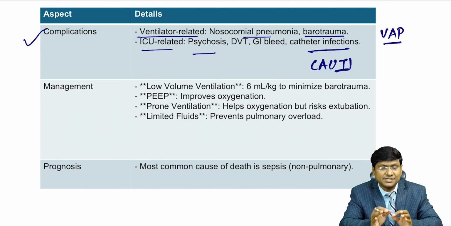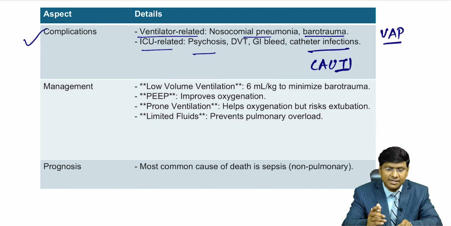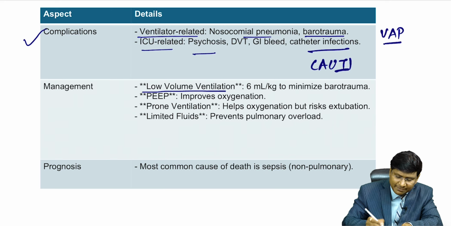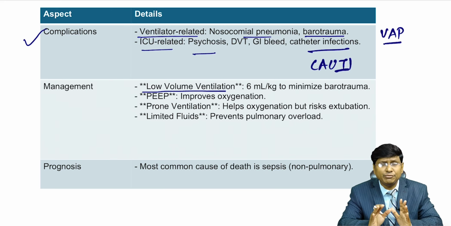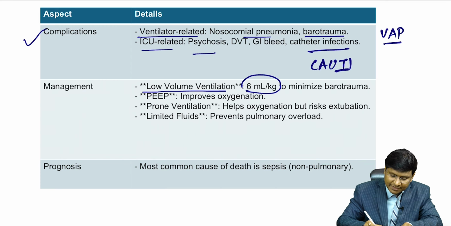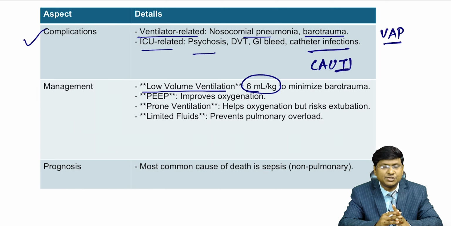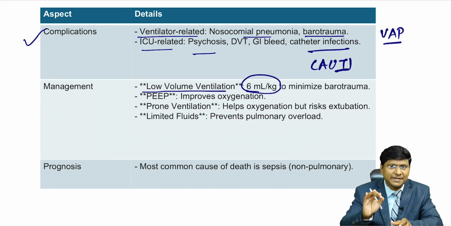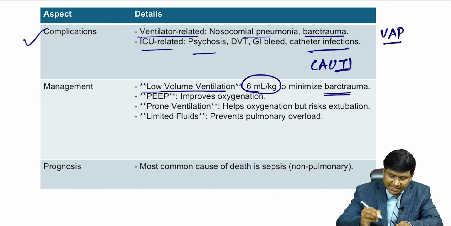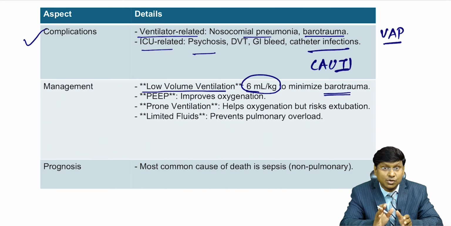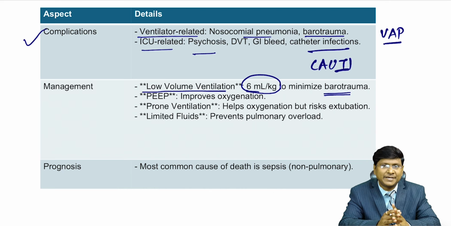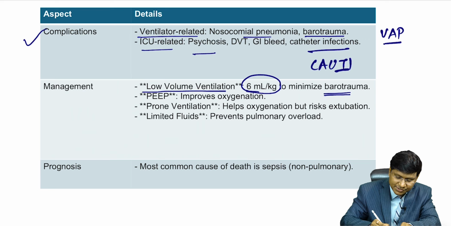And how do you manage these patients? As I have said, these patients definitely require mechanical ventilation. On the ventilator, you have to ensure that the tidal volume maintained is around 6 ml per kg, and this will minimize barotrauma. The normal tidal volume is up to 12 ml per kg, but at 12 ml per kg there is a risk of barotrauma. That is why you need to keep a low tidal volume in patients with ARDS.